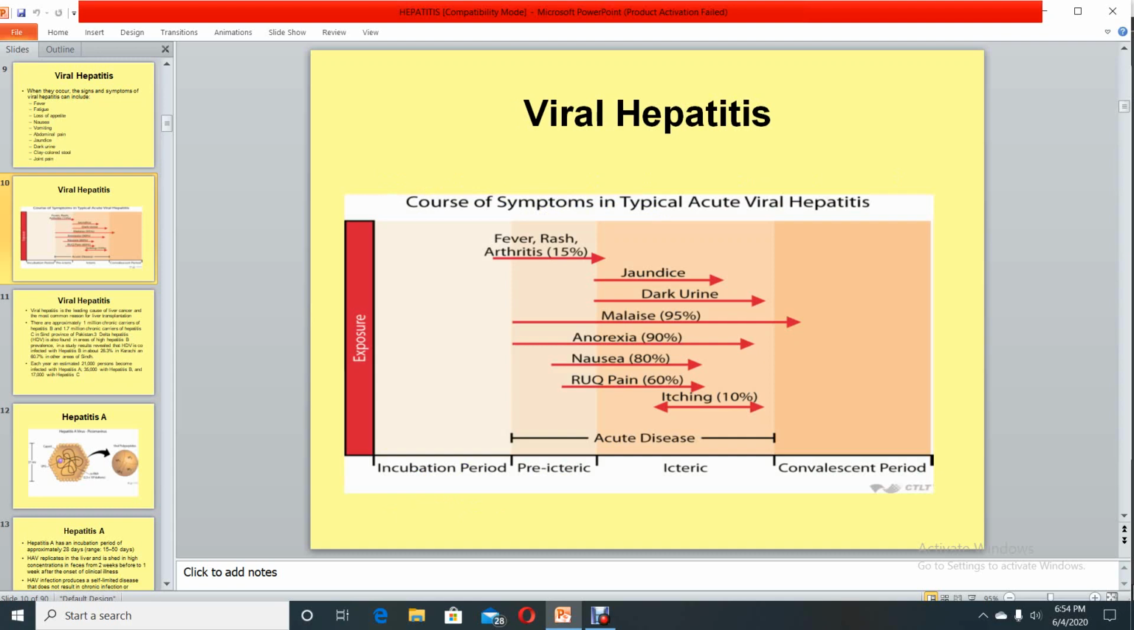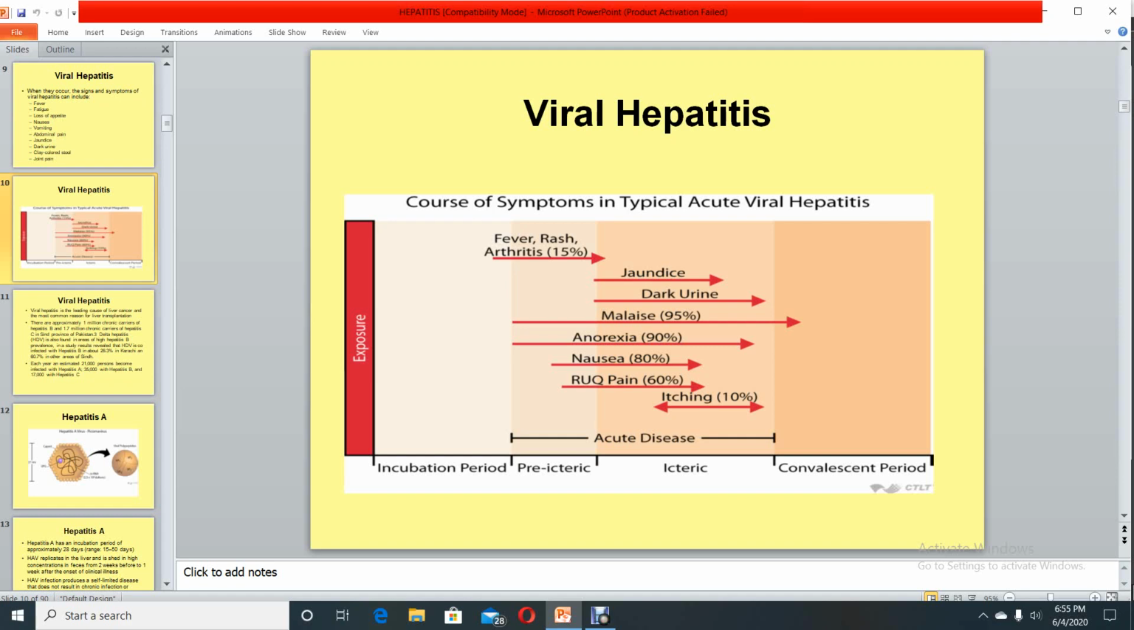The course of viral hepatitis takes time. Starting with fever or rash and arthritis, it leads to discoloration, jaundice, dark urine, malaise, anorexia. Nausea is in 80%, right upper quadrant pain is 60%, itching is 10%. Most of these are malaise; malaise is the main symptom.